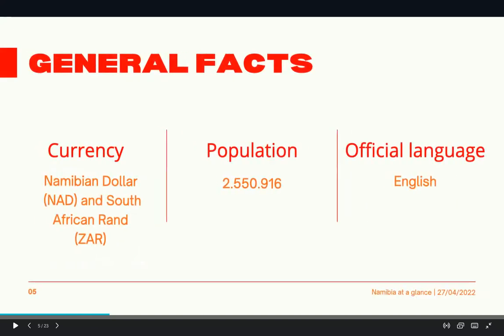The currency. The currency of the country is the Namibian dollar, the NAD, and the South African rand, the ZAR. The second one is due to the fact that Namibia and South Africa share a really deep trade relationship, and thus the South African rand is widely accepted across the country. The population. Namibia has a population of 2,550,916, and its official language is English, although German and other native languages are widely spoken across the country.